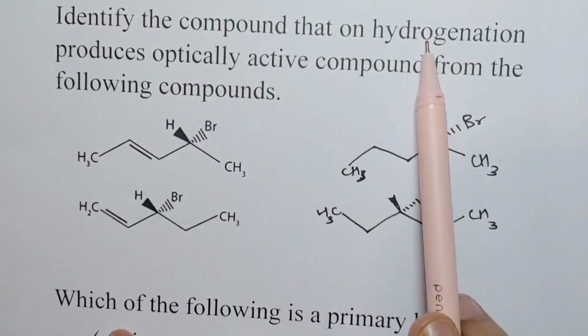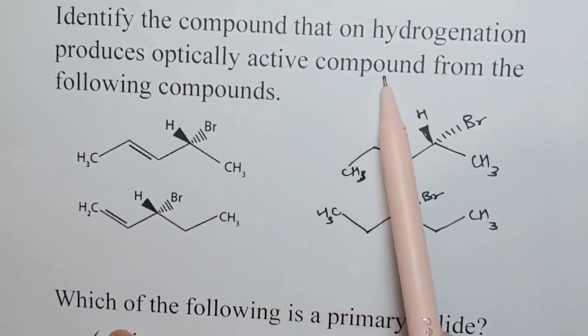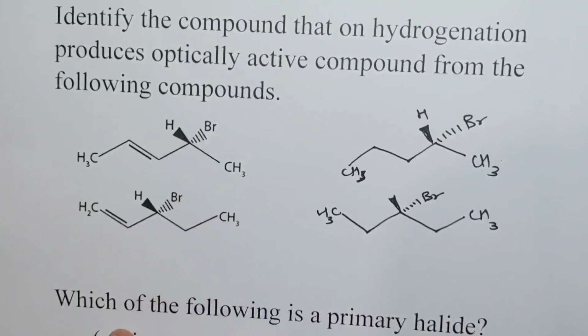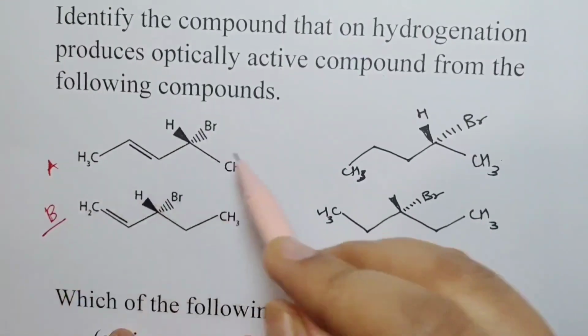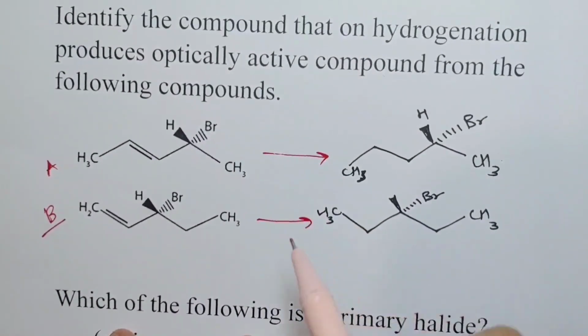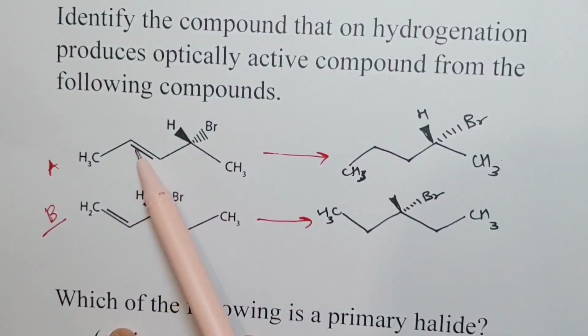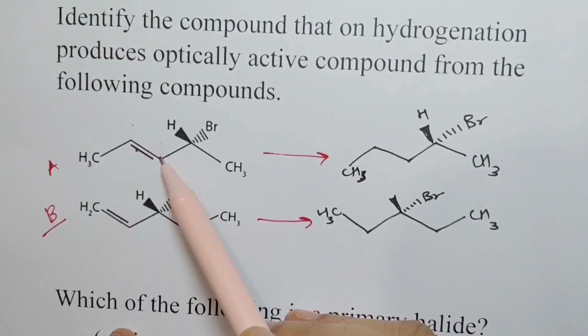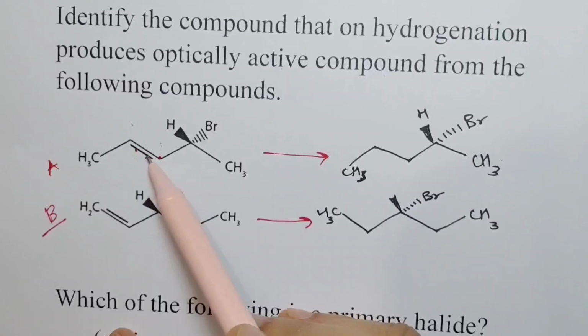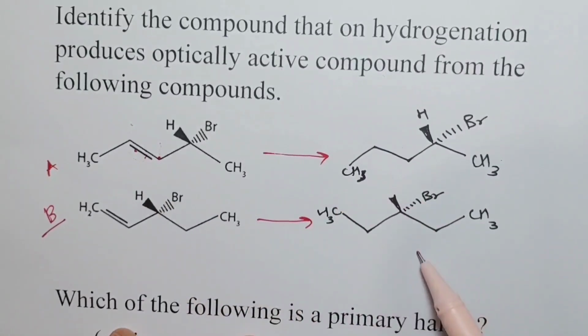Identify the compound that on hydrogenation produces optically active compound from the following compounds. So these two are your compounds, A and B. Upon hydrogenation, they will give this. All that you have to do is remove the double bond, because hydrogen gets added across the double bond during hydrogenation, in place of the double bond. So this is what you get upon hydrogenation.